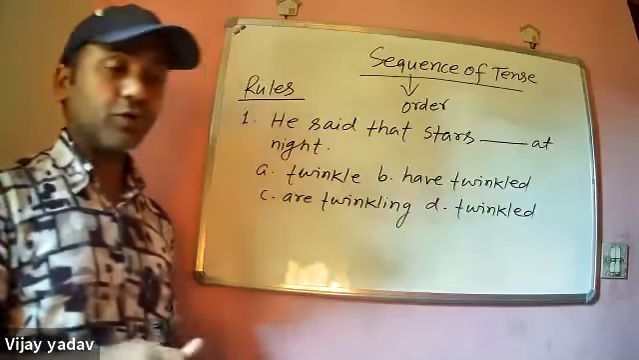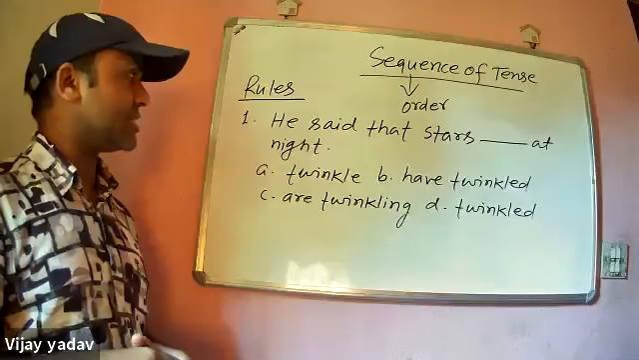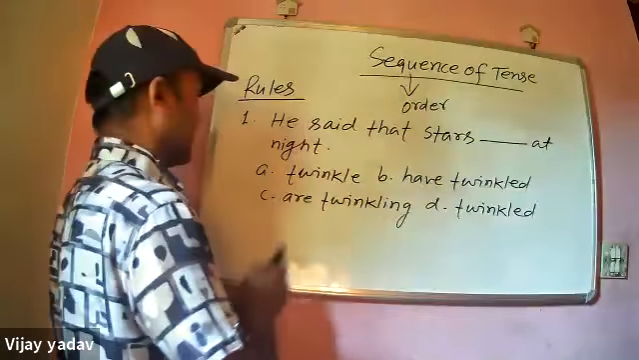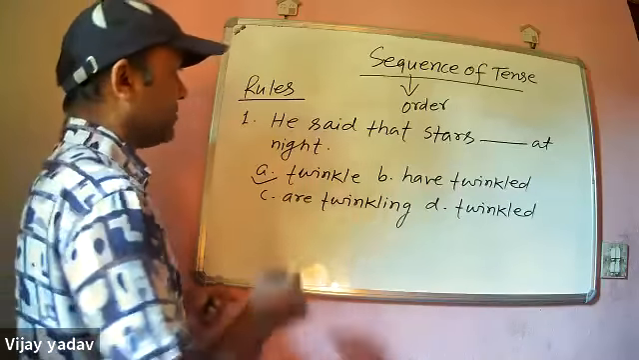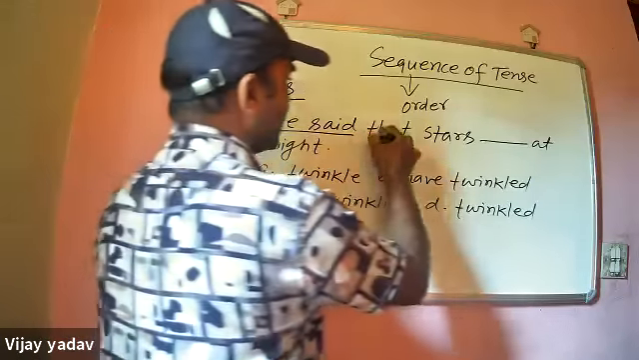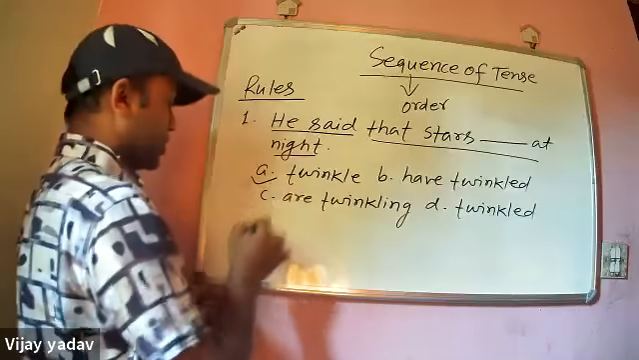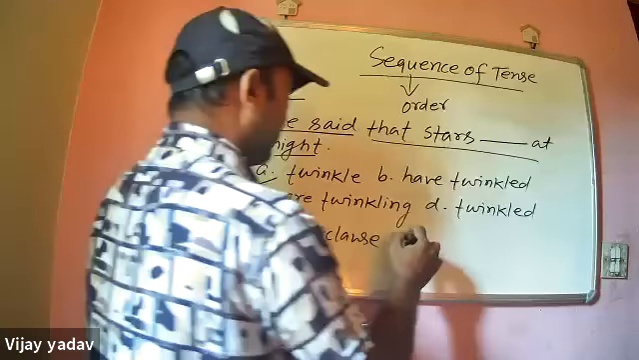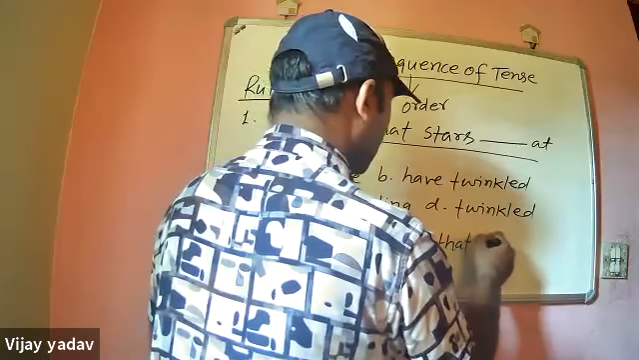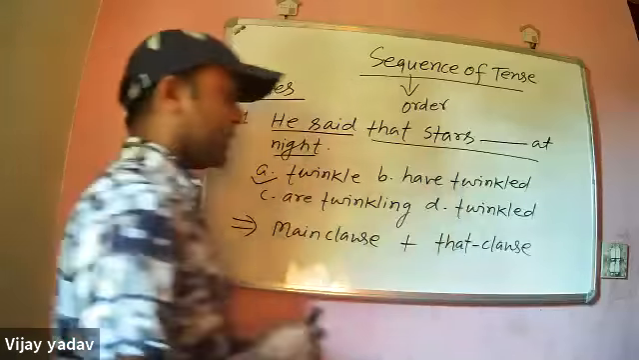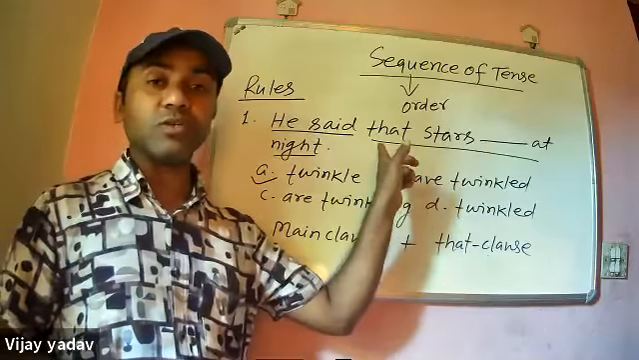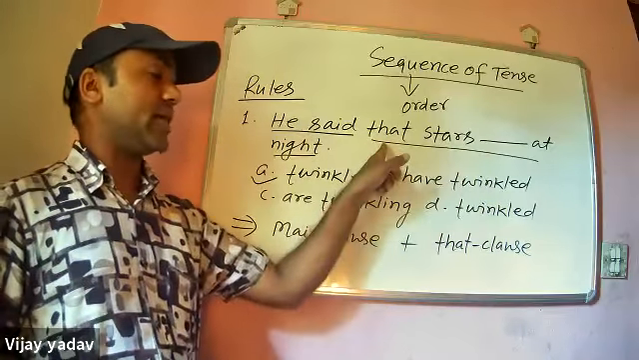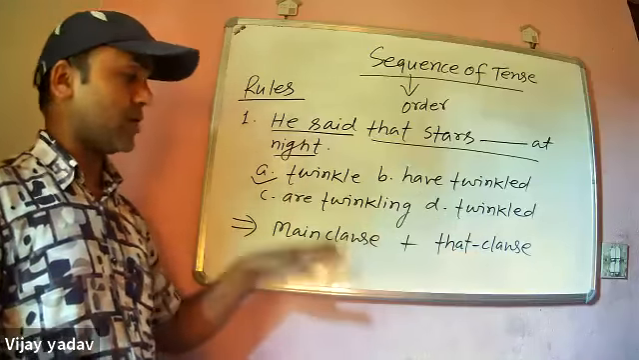So what do we use? He said that stars twinkle at night. Option A, correct: twinkle. So here he said is the main clause, and then you have the that clause. The that clause means the clause which begins with that: the stars twinkle at night. This clause begins with that, so it is the that clause, and before it we have the main clause.